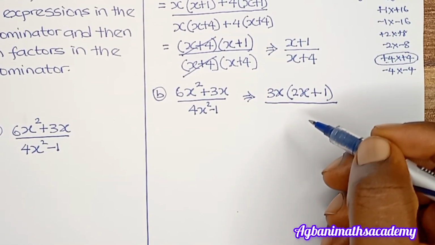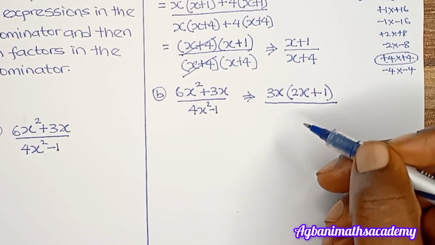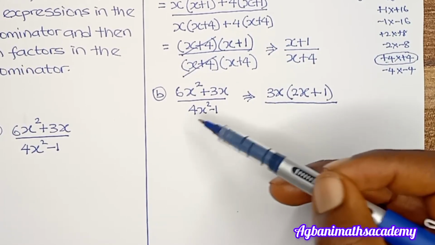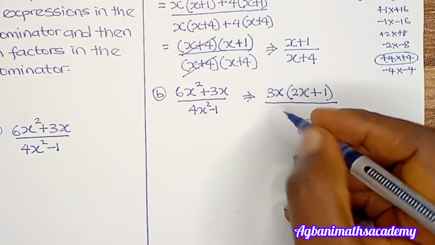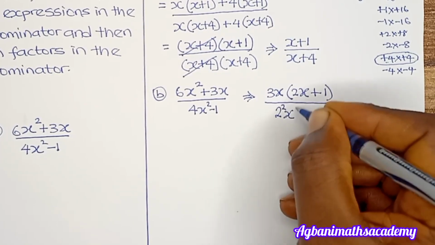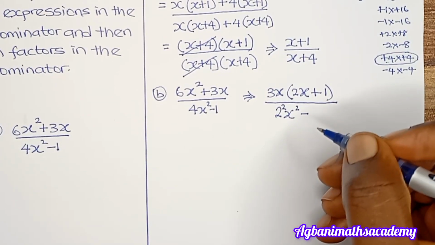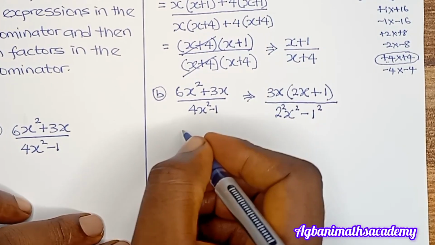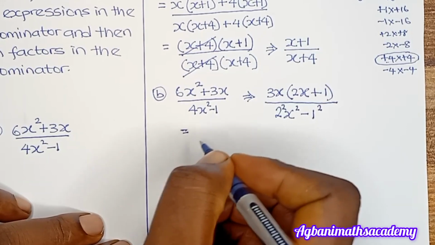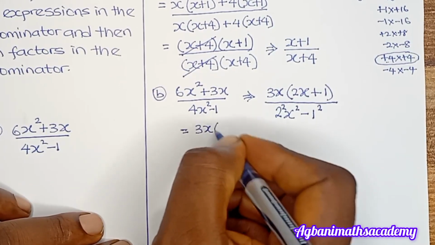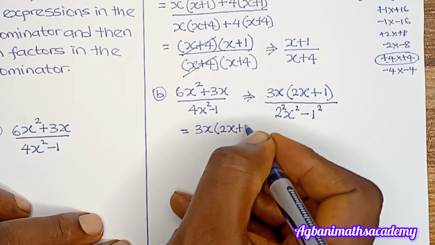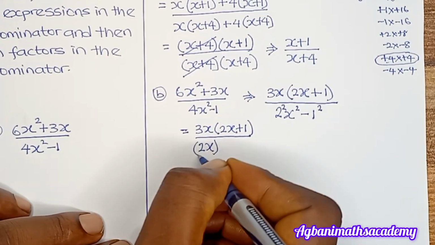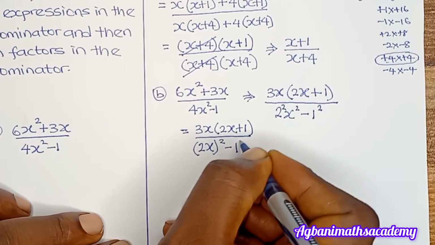How do we factorize it? First, we can apply difference of two squares. We have learned difference of two squares in an earlier video, so you can also check that. Okay, so we can convert this 4x squared to become 2 square x squared, minus 1 is the same thing as 1 square because 1 square is the same thing as 1, right? So we have 1 square. So going further, this will give us 3x parentheses 2x plus 1 divided by 2x all square minus 1 square.